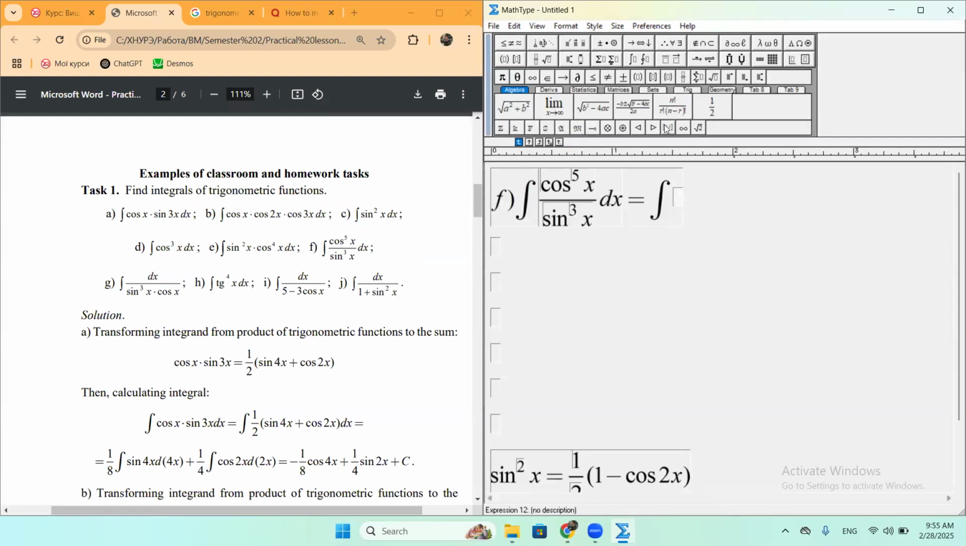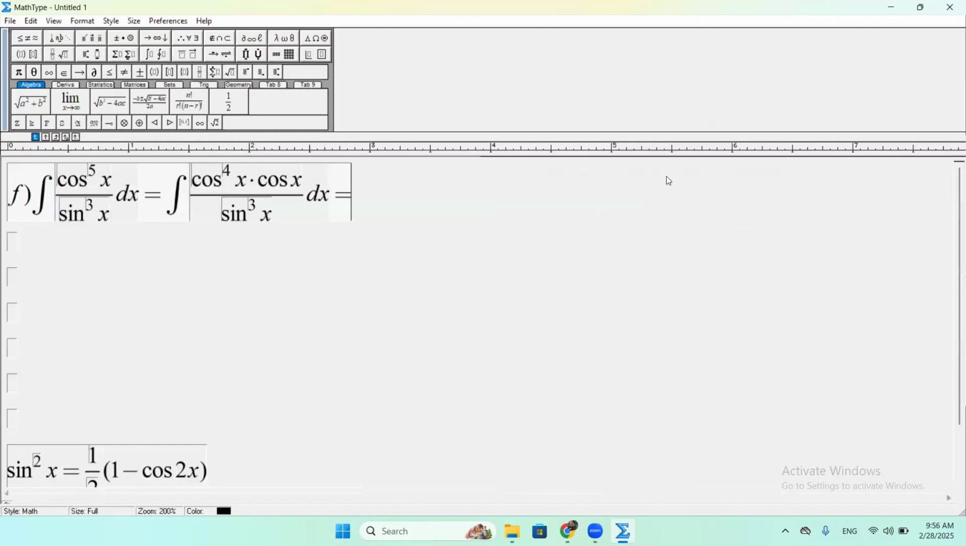So let's do the next. What do we have? Let's write the numerator in the following way: cosine of x in power of 4, divided by sine of x in power of 3, dx. And then we will use the differential entry technique after some transforms.